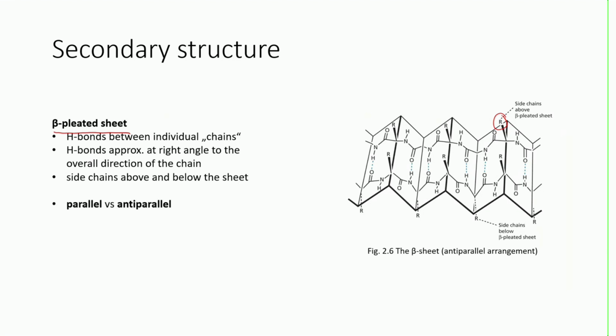So in the picture here there is the anti-parallel arrangement. It means we have the nitrogen end here and C end here, whereas on the other side there is the C end here and the nitrogen end of this sequence here. So this is the so-called anti-parallel arrangement in beta pleated sheet.